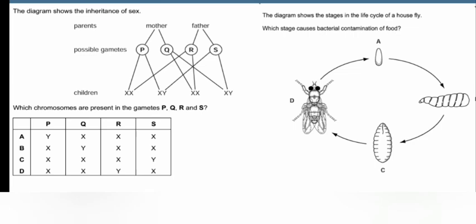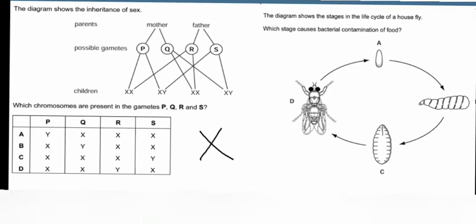The next question is saying, the diagram shows the inheritance of sex. We have the parents, which are the mother and the father. Possible gametes. So the mother is more like the female. So in talk of the sex chromosomes, we have 2 types of sex chromosomes. We have the X chromosome and also the Y chromosome. The XX chromosomes are going to determine the sex of the mother or the female. Then as for the XY, it is going to determine the sex of the father or the male.